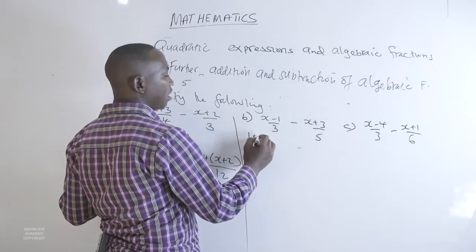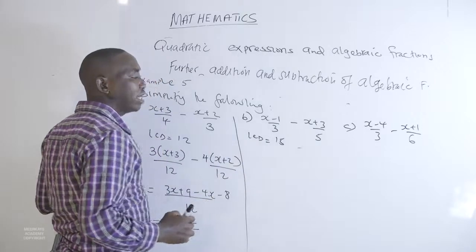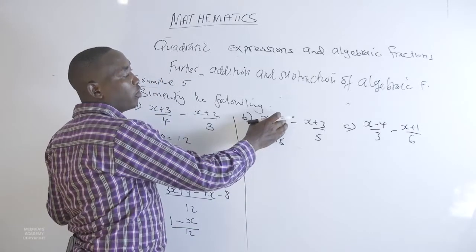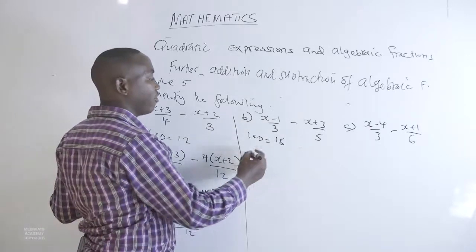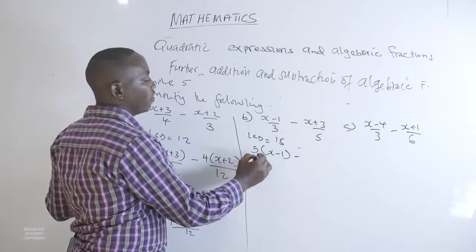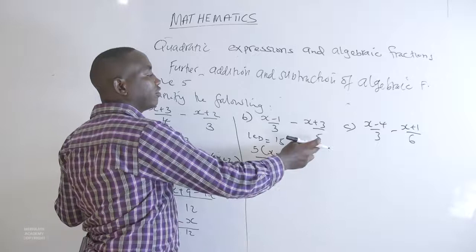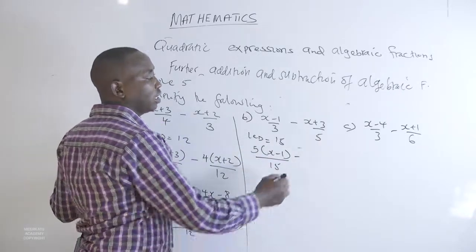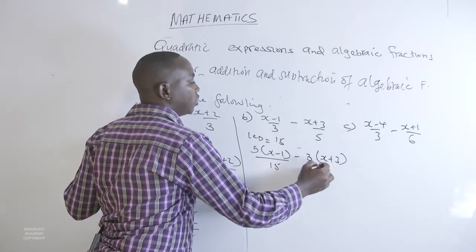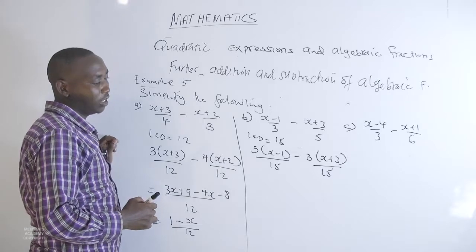The LCD here will be 3 multiplied by 5, and this will give us 15. Now 3 goes into 15 5 times, so we multiply our numerator by 5, and this will be 5 into x subtract 1 over the new denominator, which is 15. Subtract. 5 goes into 15 3 times, so you multiply by 3, and that will be 3 into x plus 3 all over the new denominator, which is 15.